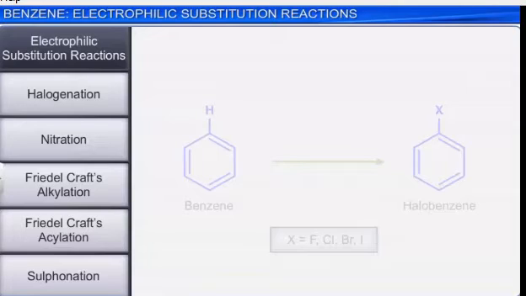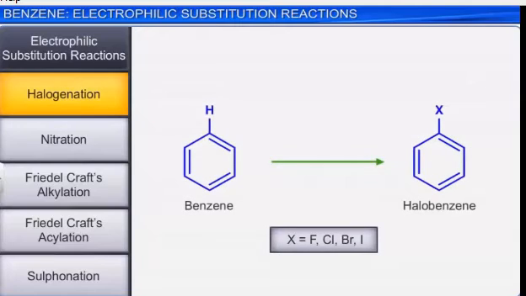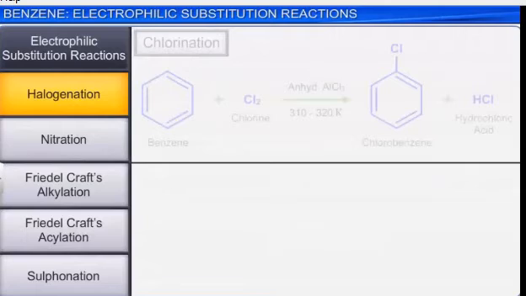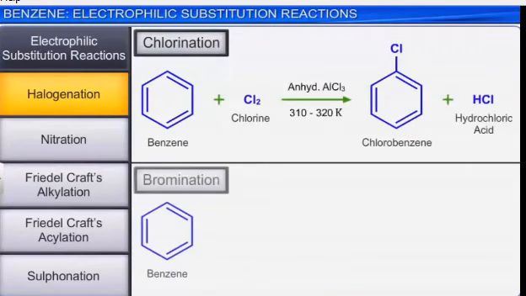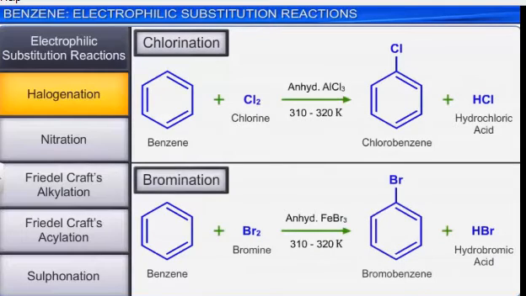First, let us take up halogenation reaction. The replacement of a hydrogen atom by a halogen atom such as fluorine, chlorine, bromine, and iodine in a benzene ring is called halogenation of benzene. Let us discuss chlorination and bromination, which occur at a temperature between 310 and 320 Kelvin.